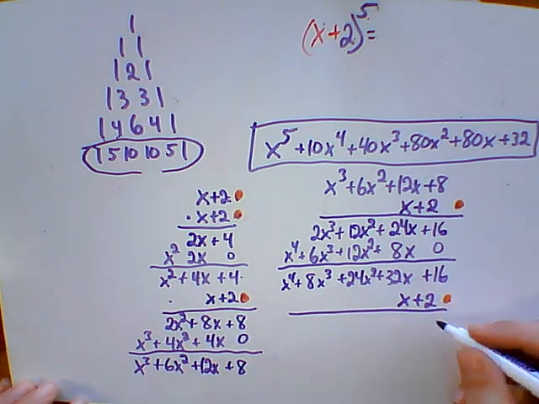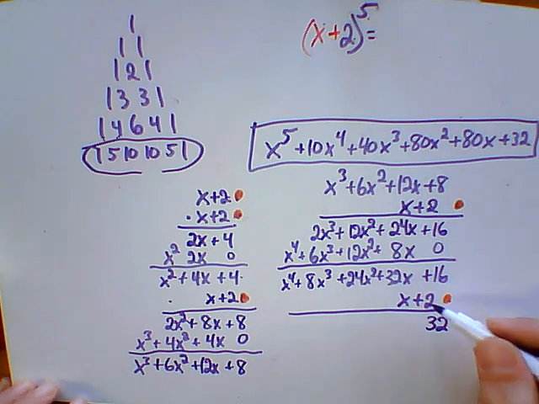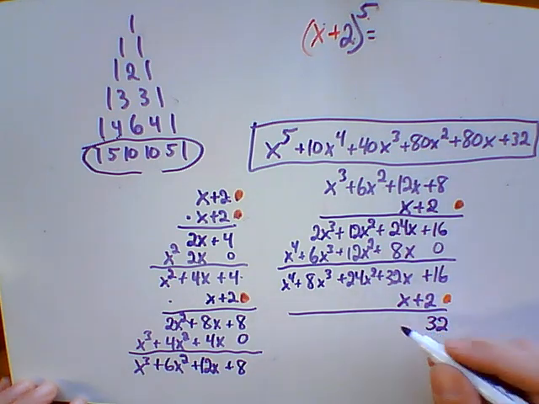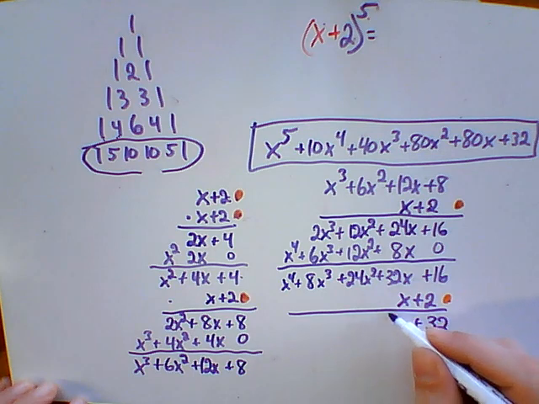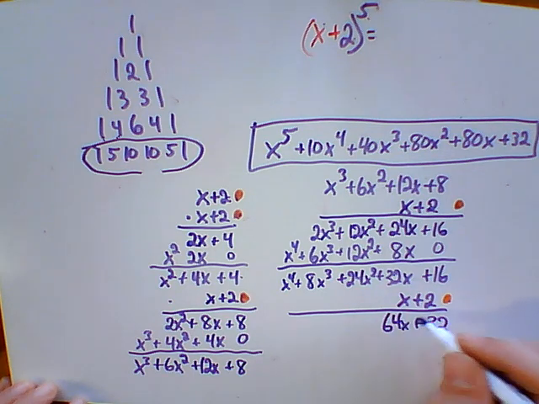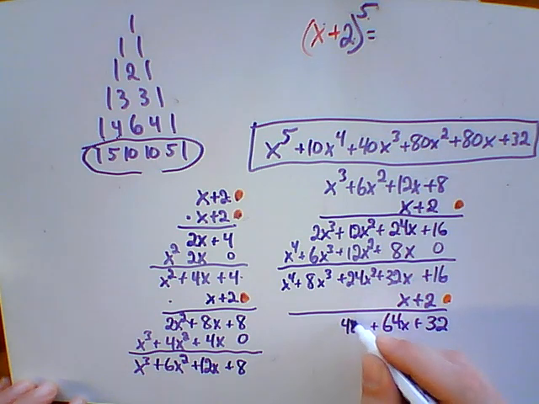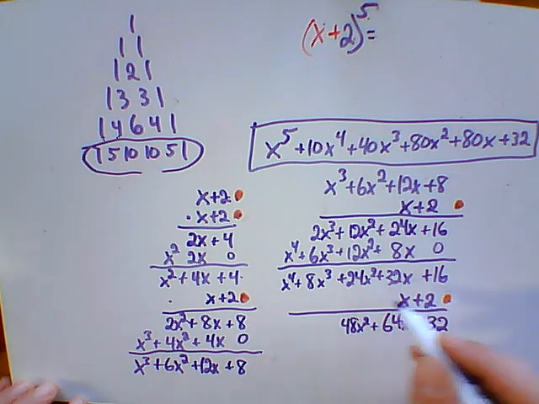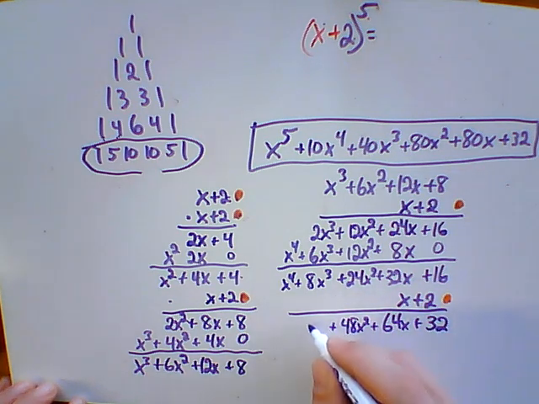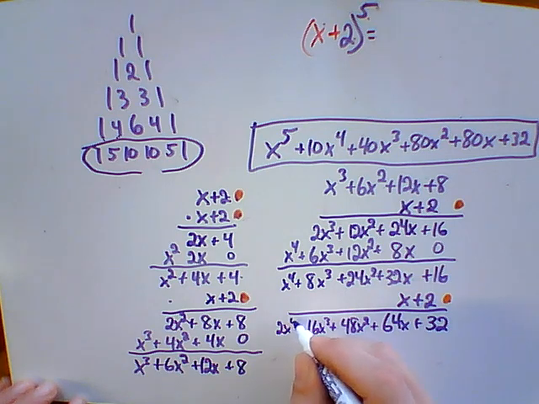2 times 16 is 32. Hey, that looks nice. 2 times 32x is 64x. 2 times 24x squared is 48x squared. And 2 times 8 is 16x cubed. 2 times x to the 4th is just 2x to the 4th.